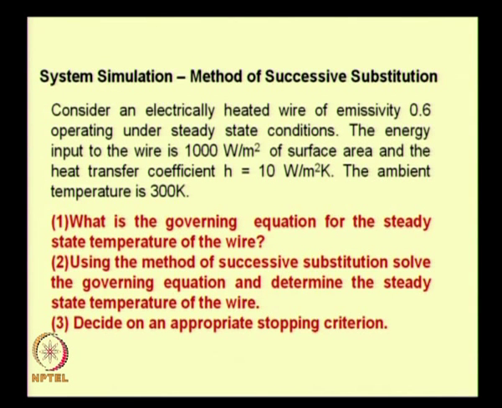Okay. So, people who have not been able to follow this or people who came late, whatever was dictated now has been put up on PowerPoint for the sake of completeness. I have added one more part, decide on appropriate stopping criterion. So, the critical data are, it is losing heat by both convection and radiation, surface temperature is given, h is given, surface area is not required because I have given power density as watts per meter square.